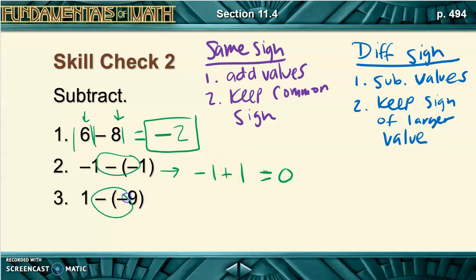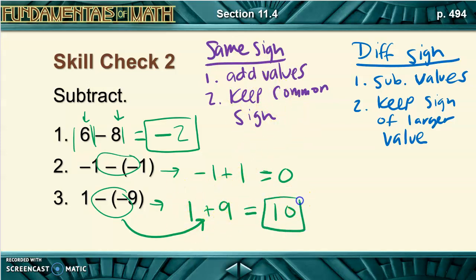Here, we have another double negative, so I'm just going to rewrite this as 1 plus 9. The double negative sign becomes a plus sign. And because they're the same sign, we're going to add the values. 1 plus 9 is 10. We're going to keep the common sign. They're both positive, so our answer is positive.